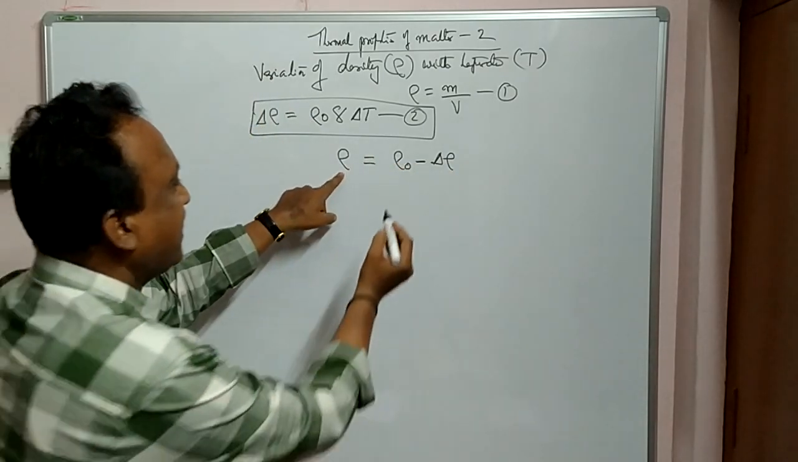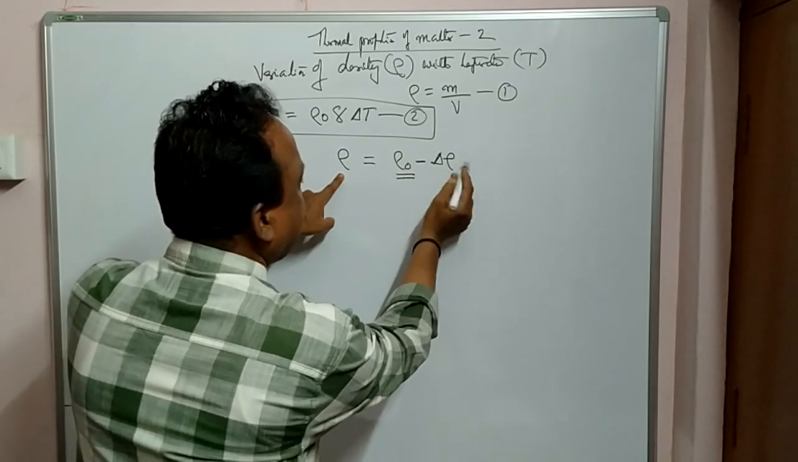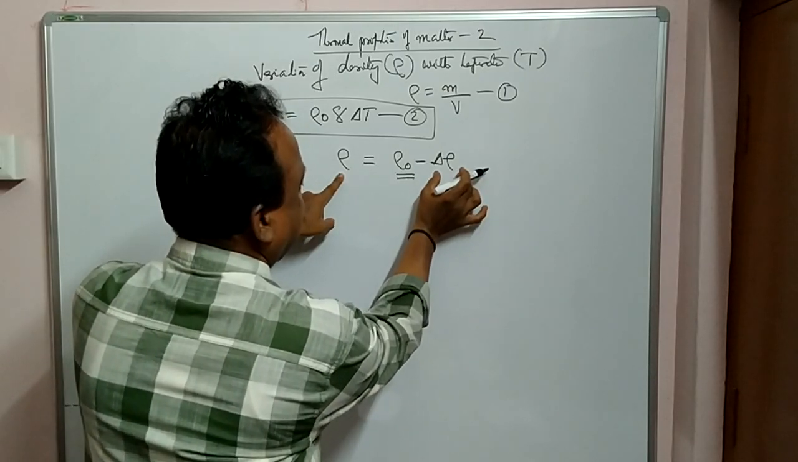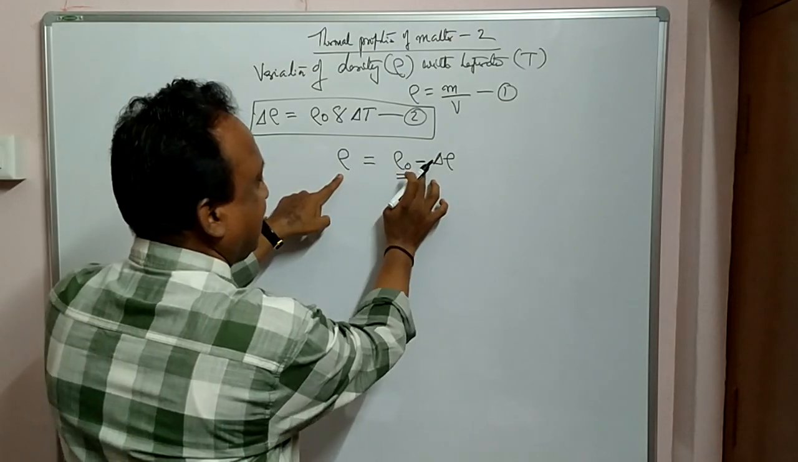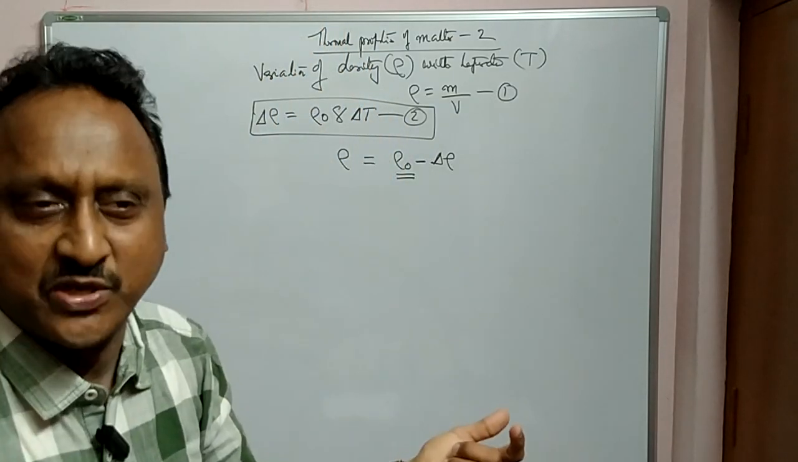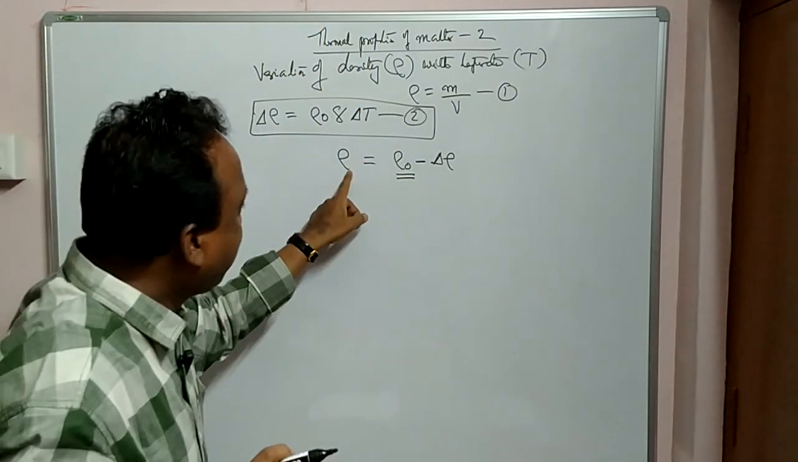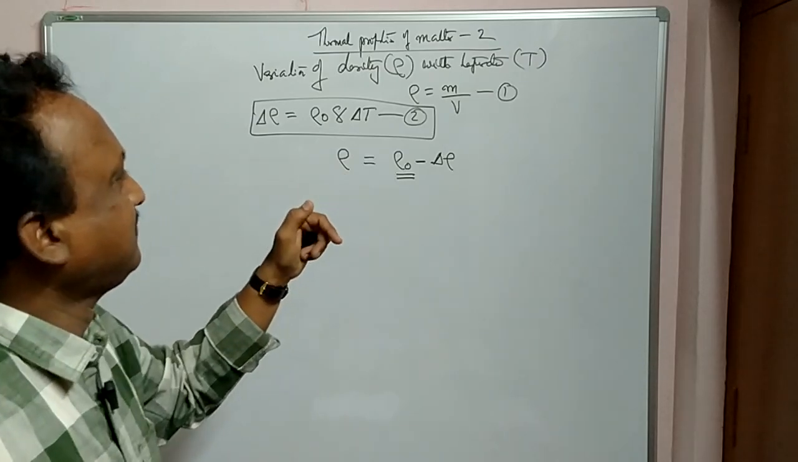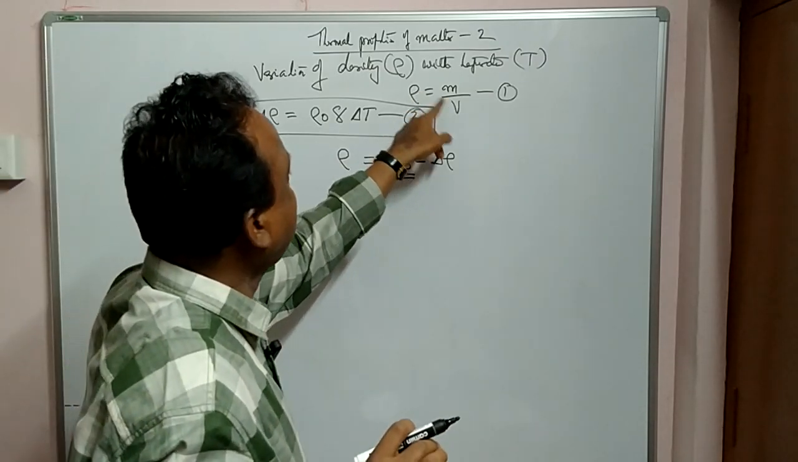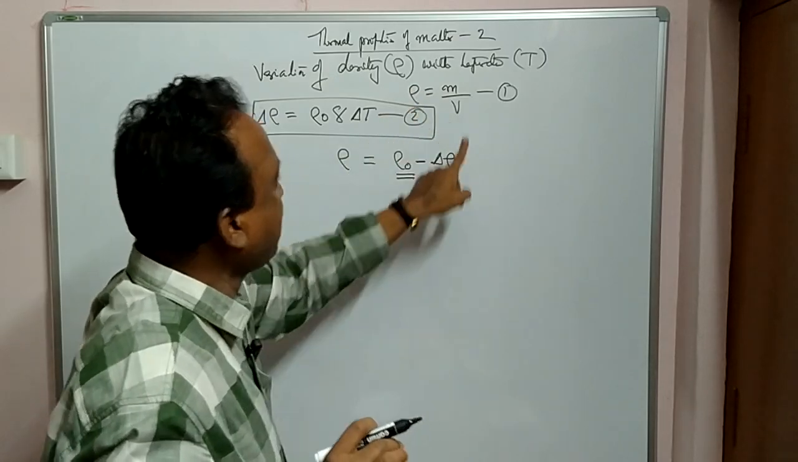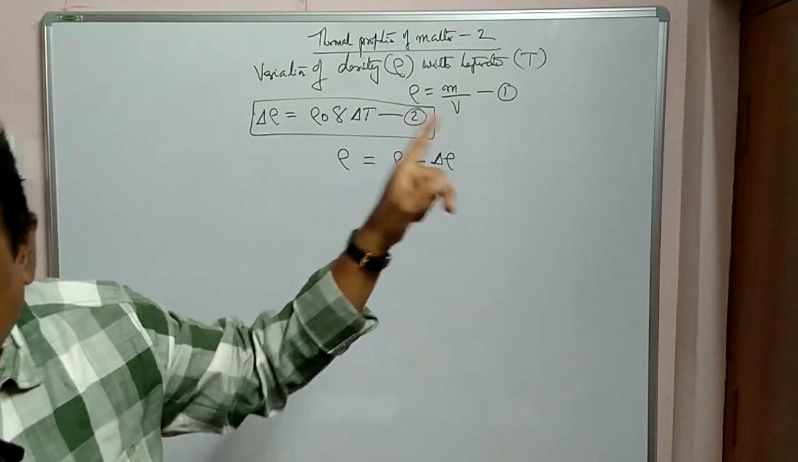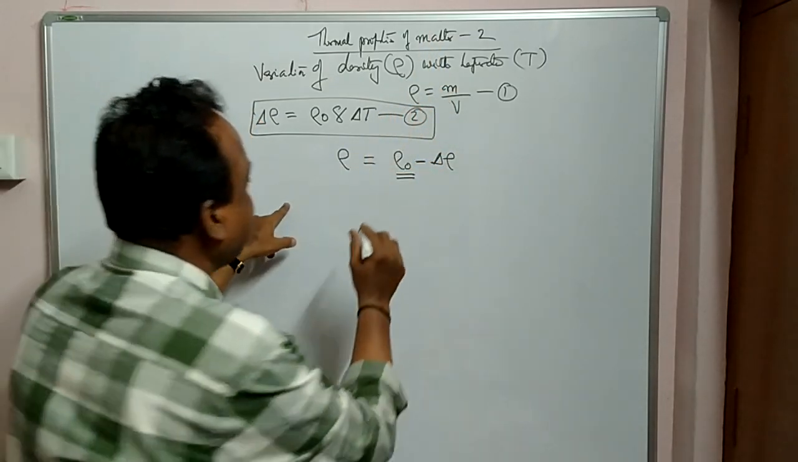Look here, rho 0 is the initial density, this is the change in density. So initial minus this is equal to this, not plus. Earlier we had plus, L equals L0 plus delta L, but here the density is decreasing. Already you have a relation, volume and density are inversely proportional. If density decreases, volume increases. So here density is decreasing.